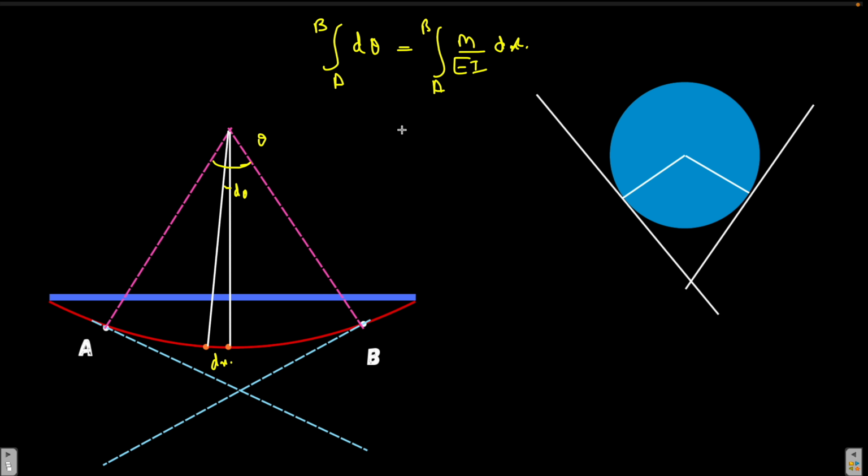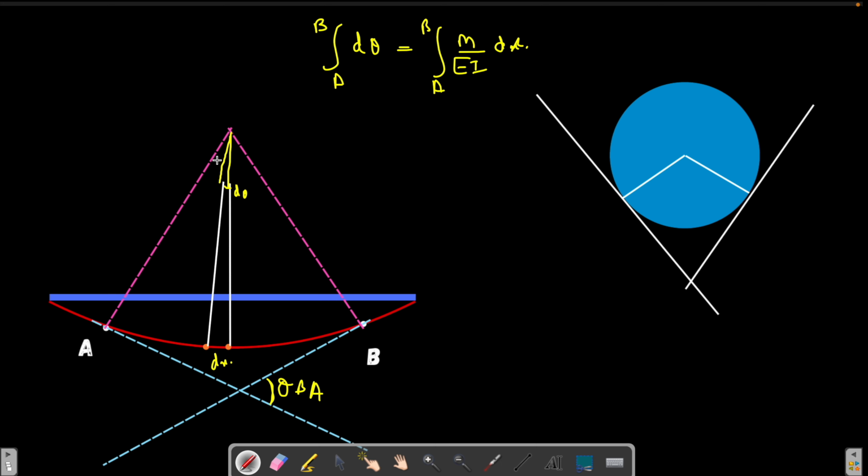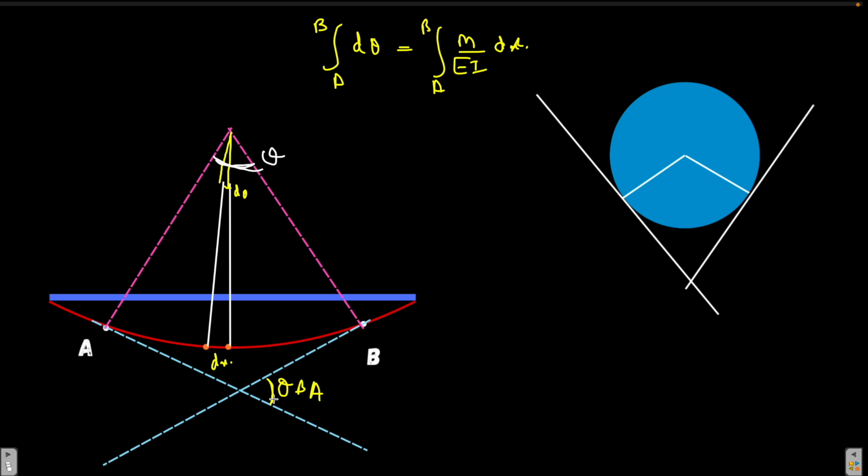Now you must be wondering, if we want to find this angle which is theta BA, why are we finding this angle theta here? What is the purpose of finding this angle? Now I must tell you over here that this angle theta between A and B will be the same as the angle theta BA. Why is it so? I have explained this in my previous video, but I'll explain once again over here.